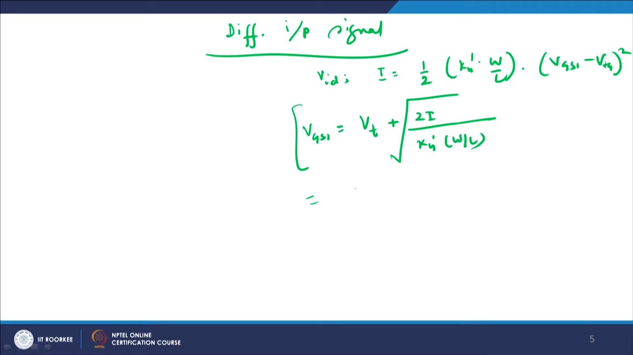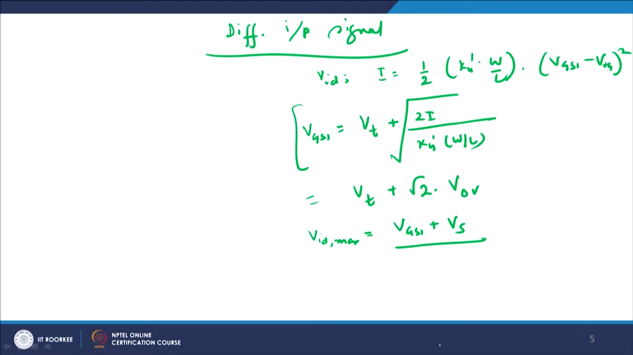So, that is nothing but Vt plus root 2 V overdrive, because if you take root 2 outside, then it is root 2 into root of I divided by Kn prime W by L, that is nothing but V overdrive, right. So, I get the current to be equal to this much, assuming that half the current is routed through both the arms. Similarly, I get VID max, therefore, VID max, the input voltage difference, should be equal to VGS1 plus Vs.